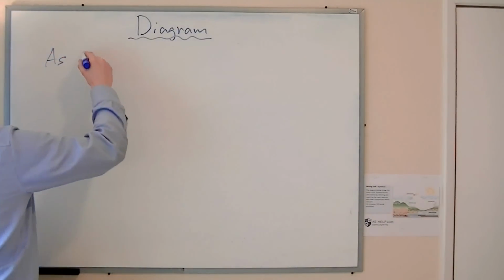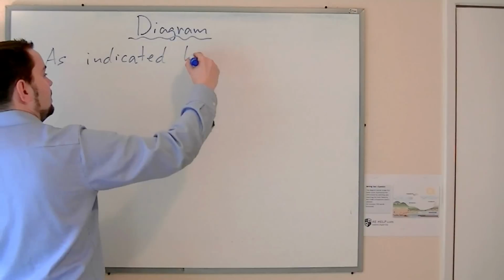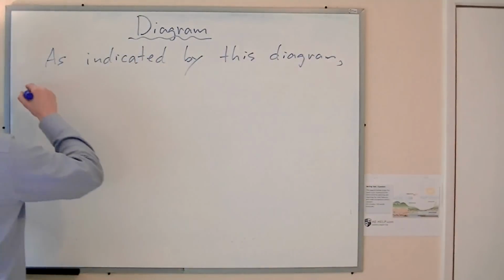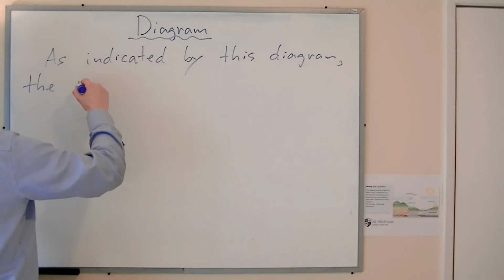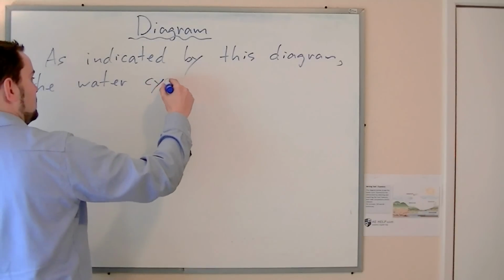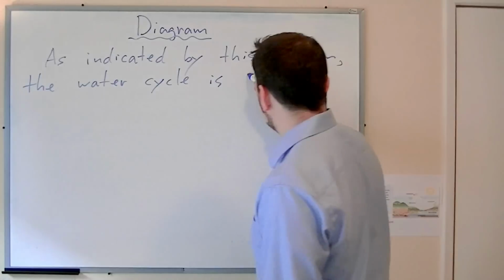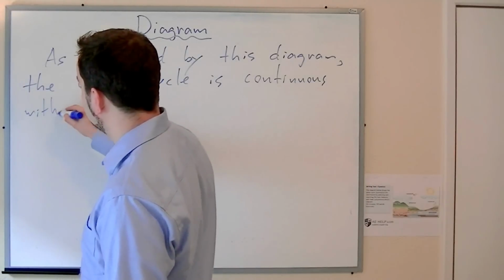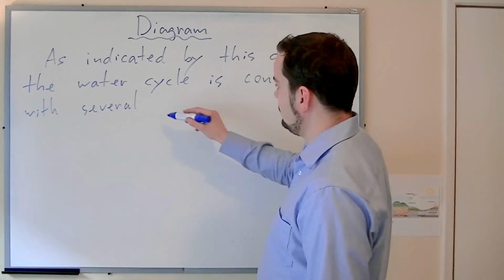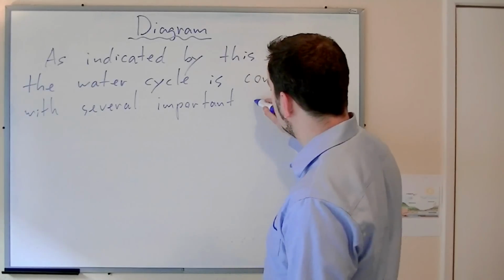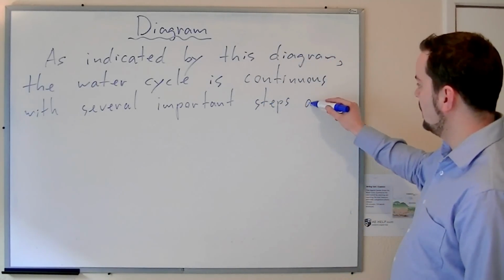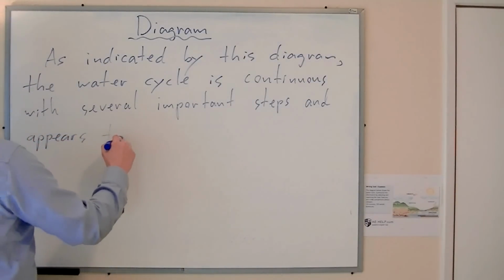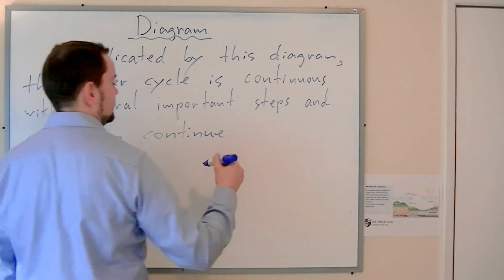As indicated by this diagram, the water cycle is continuous with several important steps and appears to continue indefinitely.